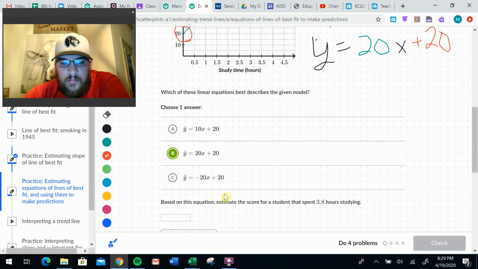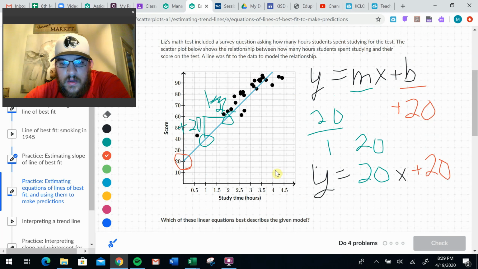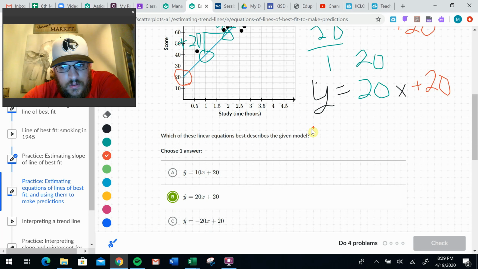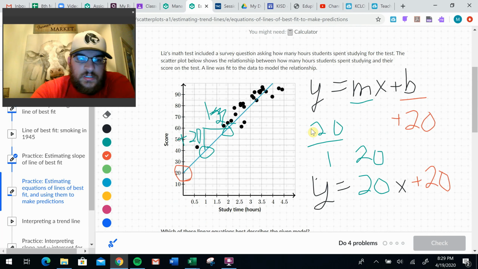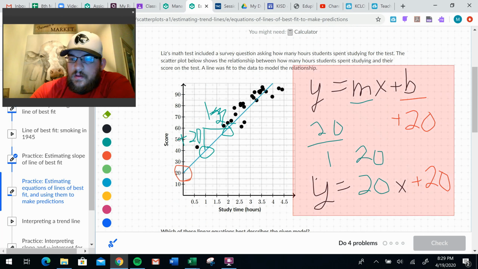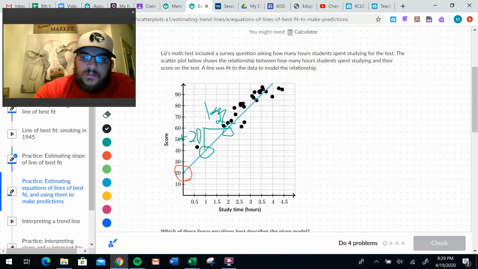Okay. Then, based on this equation, we need to estimate the score for a student that spent 3.8 hours studying. Okay. Well, 3.8 is going to be somewhere right about here. Okay. So, unfortunately with this, it's not an easy one for us to just predict. But what we can do is we can use the equation we have, y equals 20x plus 20.